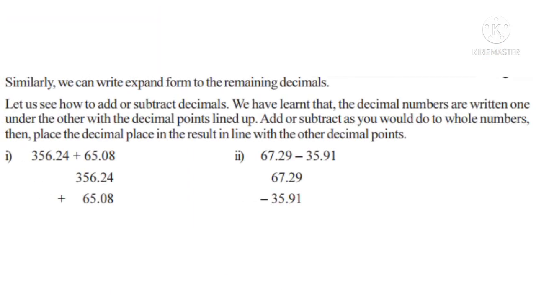Now let us see how to add or subtract decimals. We have learned that the decimal numbers are written one under the other with the decimal points lined up, and add or subtract as you would do with whole numbers. Then place the decimal point in the result in line with the other decimal points. Let us take example 1.